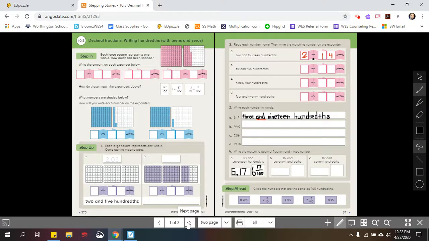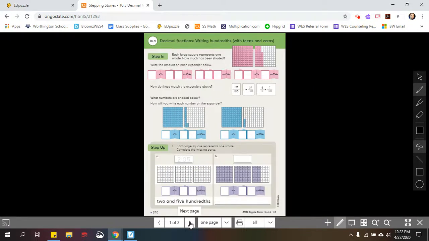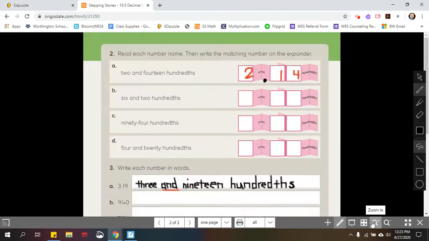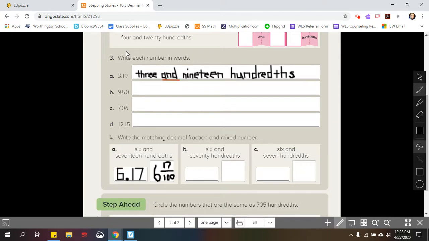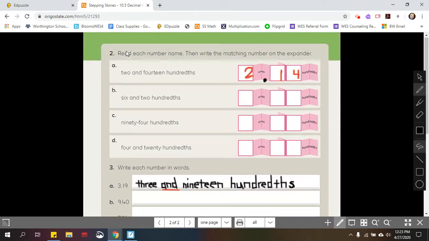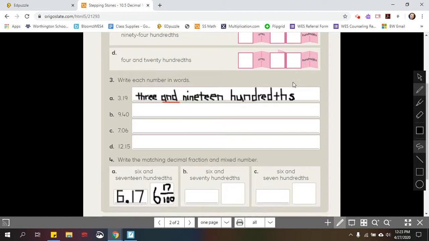All right, so we're going to be looking at page 371. And your job for the rest of the day is to do step up number 2, 3, and 4. And really, you're just going to be writing these numbers in different ways. So 2 says read each number name, then write the matching number on the expander. So just like we did here, you're going to read the number name and write it onto your expander. For 3, you're going to write each number in words, so they give it to you in standard form. You've got to write it in words. Make sure you put that word "and" in there.